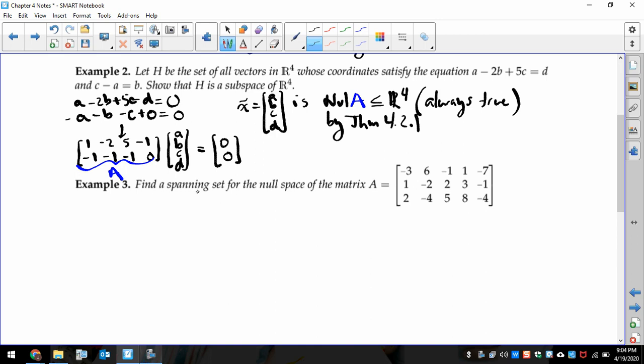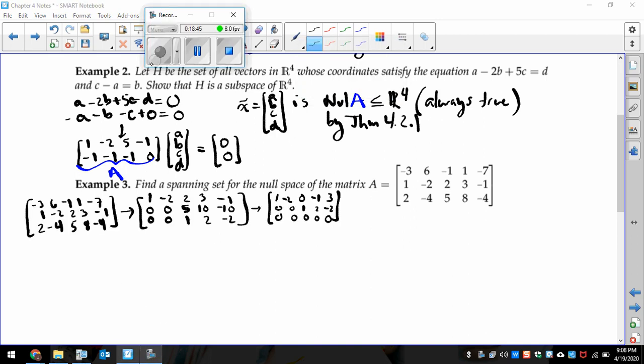Okay, it says find a spanning set for the null space of this matrix. We may have to use a calculator here, or you can just bear with me while I row reduce. You know what, I'll just pause the video and row reduce so you don't have to watch it. Okay, here it is. I hope I've done it properly. I didn't do it on a calculator, I did it by hand.